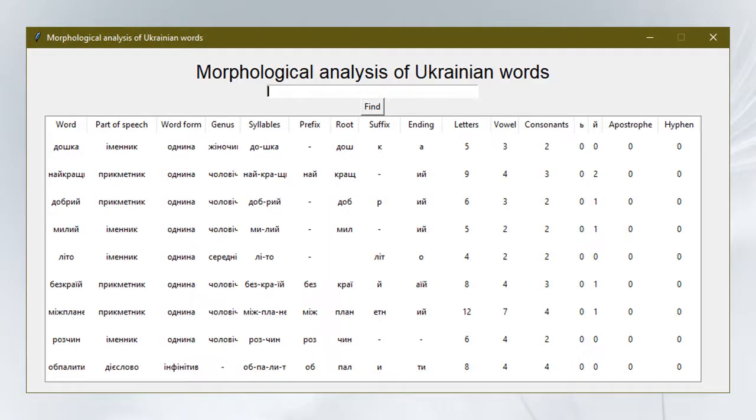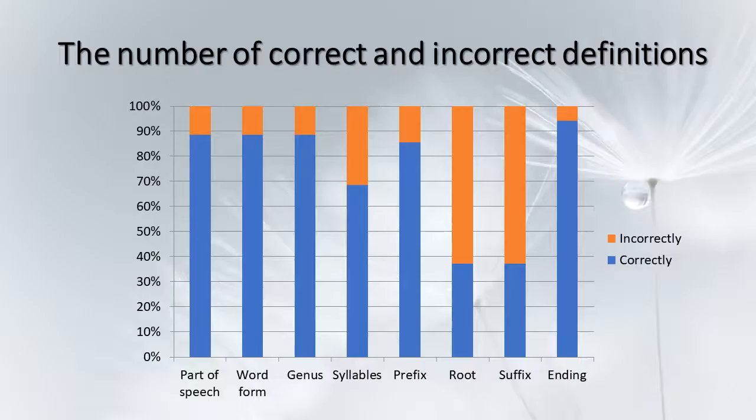Here is the main window of the program. At the top there is a field for entering a word, and after clicking on the button Find, at the bottom in the table a morphological analysis of the entered word will appear. The table has the following attributes: word, part of speech, word form, genus, syllables, prefix, root, suffix, ending, the number of letters, vowels, consonants, such two letters, apostrophe, and hyphen.